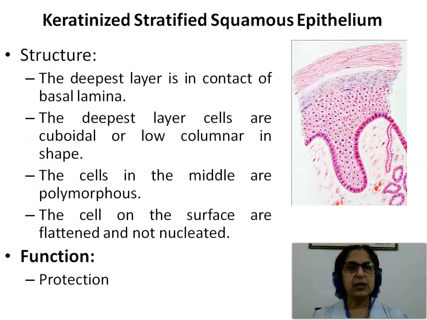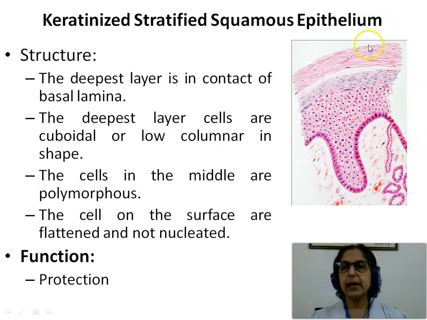Structure. The deepest layer is in contact with the basal lamina, and this deepest layer of cells is cuboidal or low columnar in shape. Cells in the middle layers are polymorphous, and the cells on the surface are flattened, that is squamous cells, and they are dead cells, so they do not have nuclei.